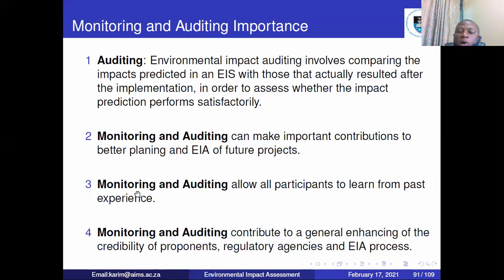So therefore, monitoring and auditing allow all participants to learn from past experience. Those that are participating in the project, those that are the proponents of the project, the experts, they all learn from the experience. And when you monitor and audit, this will contribute to general enhancing of the credibility of the proponent. Once everything goes well, then people get happy. What we discuss is actually true, and everybody is happy.